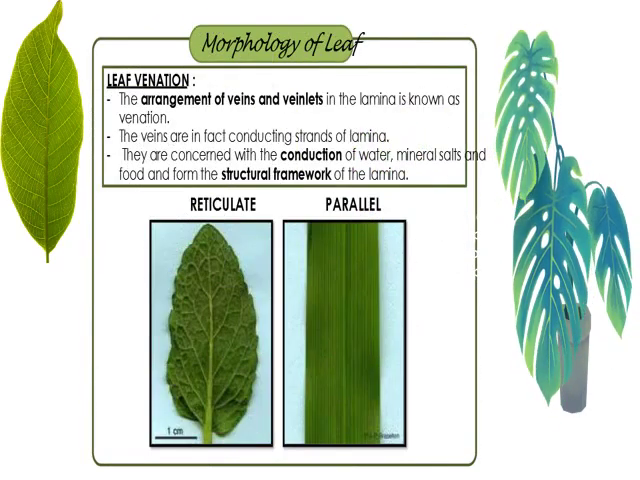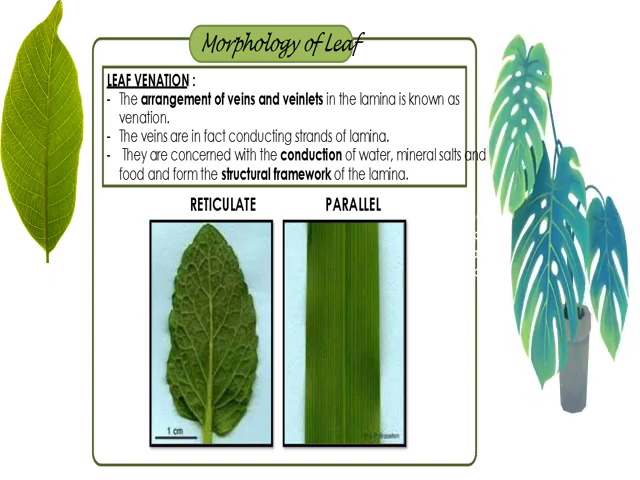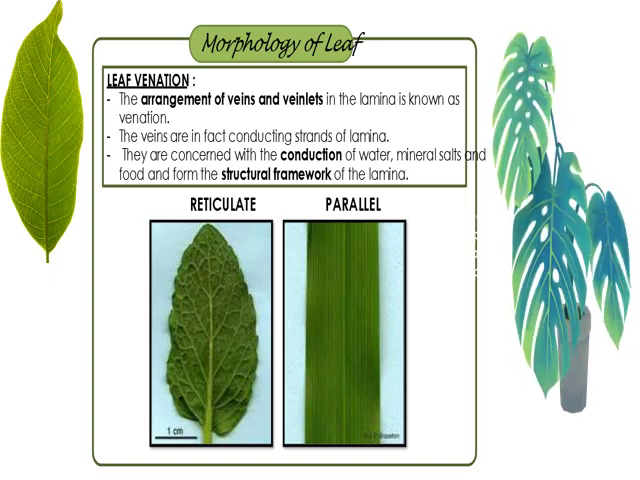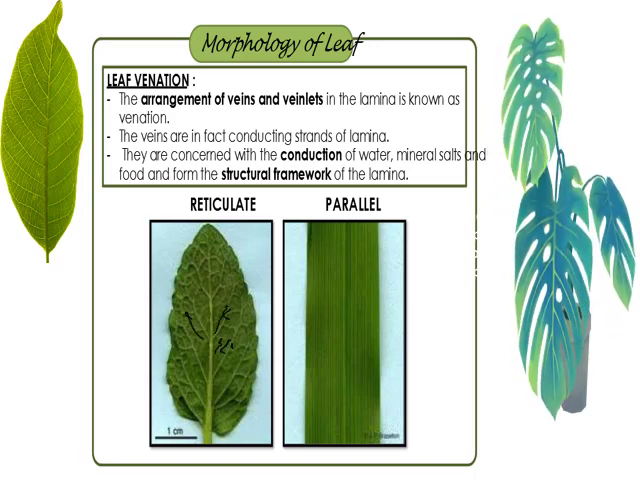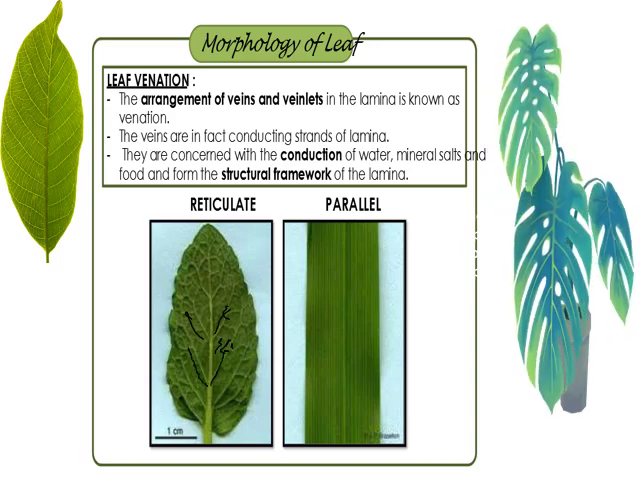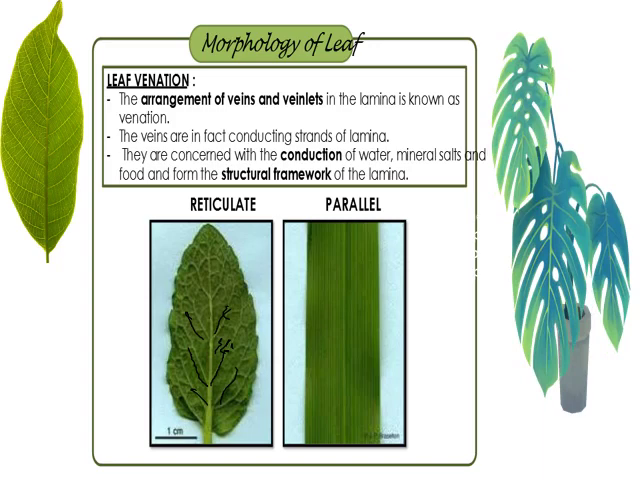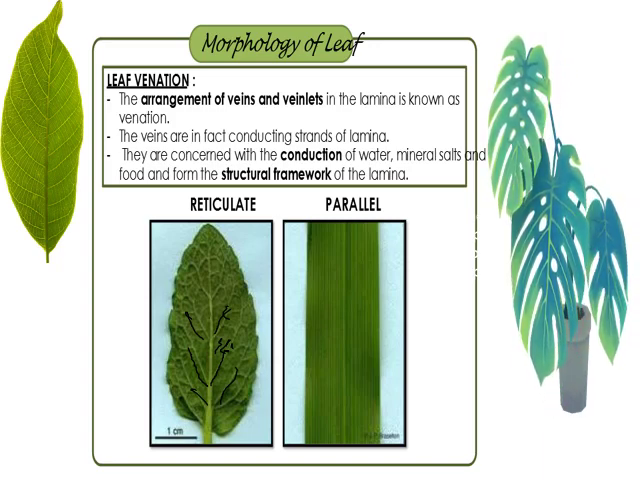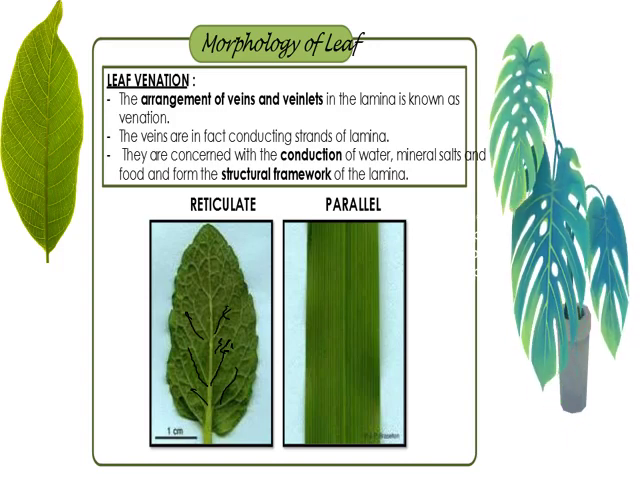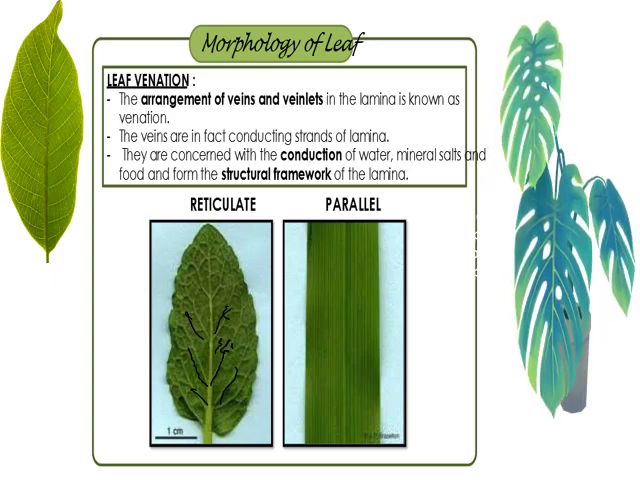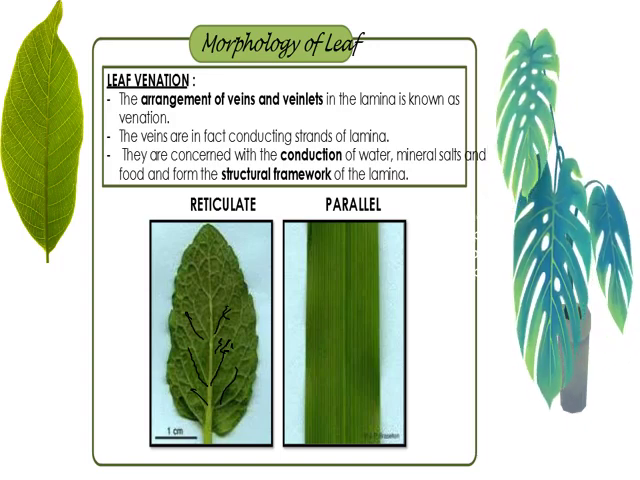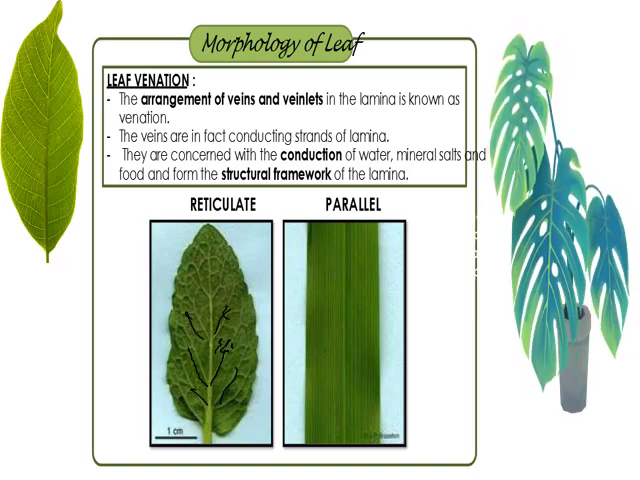Next is leaf venation. The arrangement of veins and veinlets in the lamina is known as venation. Here you observe these are the venations. The veins are in fact conducting strands of the lamina. They are concerned with the conduction of water, mineral salts, and food, and form the structural framework of the lamina. So these all are veins or leaf venation.